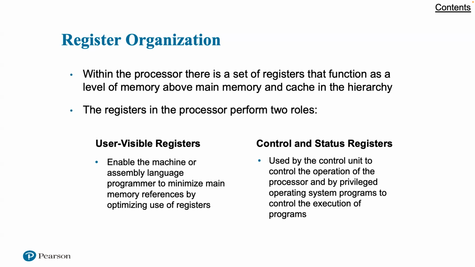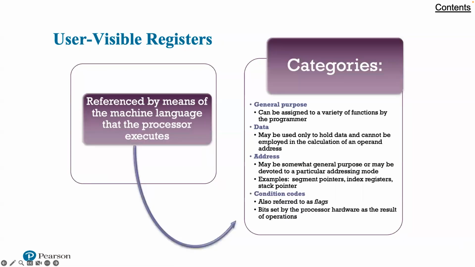There's not a clean separation of registers for these two categories. For example, on some machines the program counter is usually visible, for example for x86 architectures, but on many it is not. For the purpose of the following discussion, however, we will use these categories that were defined here: user visible registers and control and status registers. A user visible register is one that may be referenced by means of a machine language that the processor executes. We can characterize these in the following categories: general purpose, data, address, and control codes.